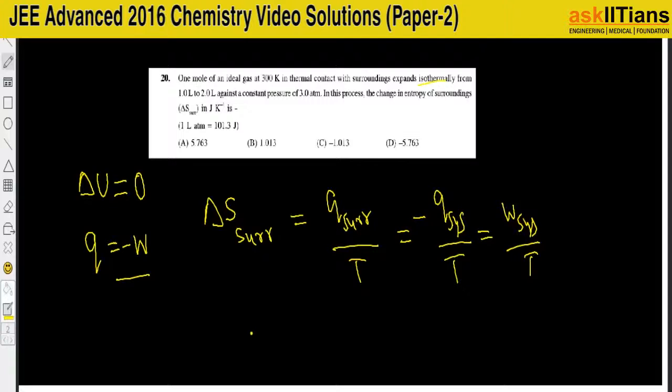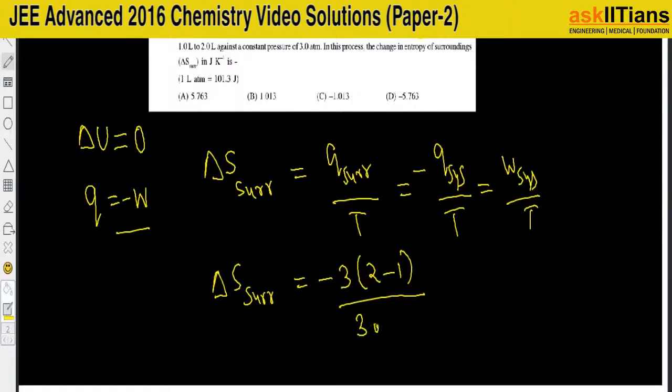And what is that work? That is P external into V2 minus V1. So basically my delta S surroundings will be minus of that. That is minus P external, which was 3 atmosphere, multiplied by V2 minus V1, divided by the temperature given, which is 300 Kelvin, and this will come out in liter atmosphere, right? So I'll have to multiply by 101.3 given in the question to get my answer in joules.